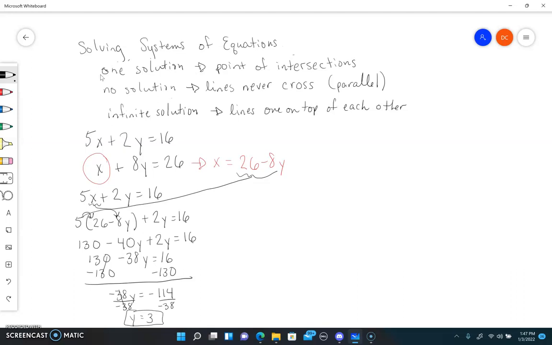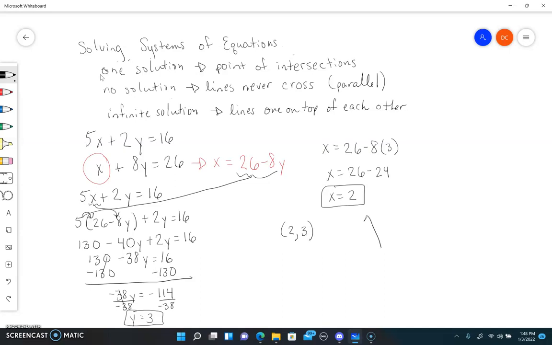All right. Now I take that information. I still need an x value, right? Like I said, these are a system of equations. So these are an intersection point right now that I'm looking at. So I get x equals 26 minus 8 times my y, which I determined was 3. So x equals 26 minus 24. 8 times 3 is 24. x equals 2, right? So again, this is my point of intersection.